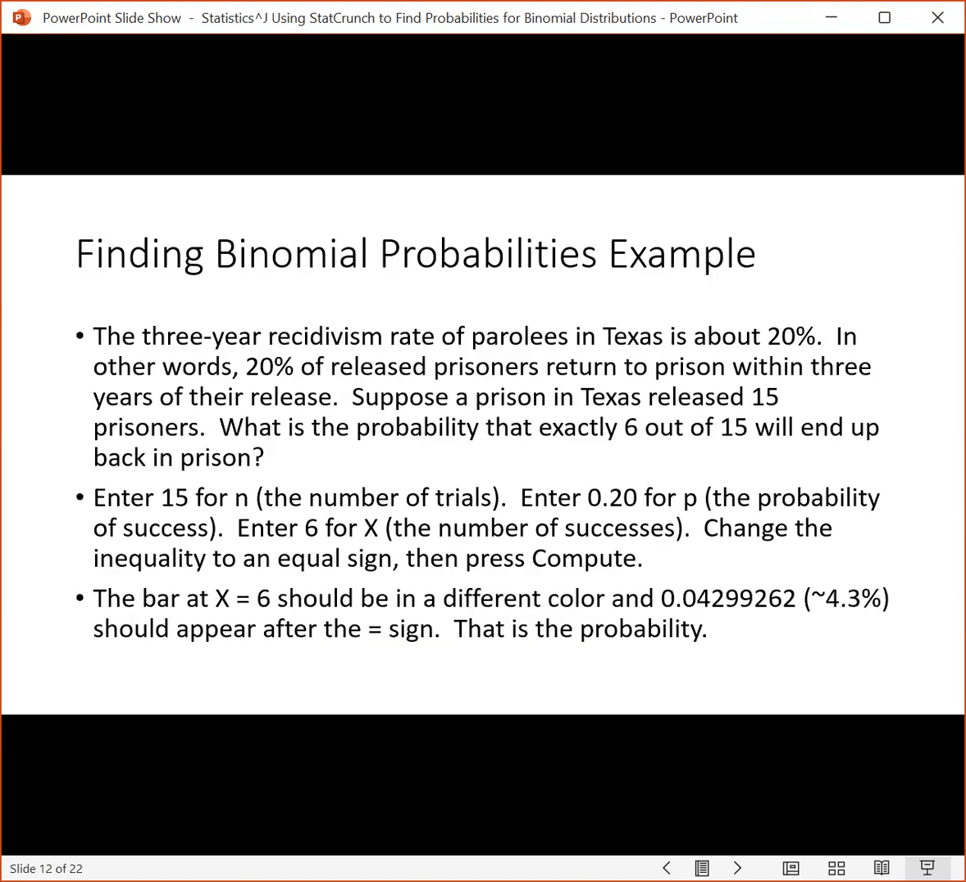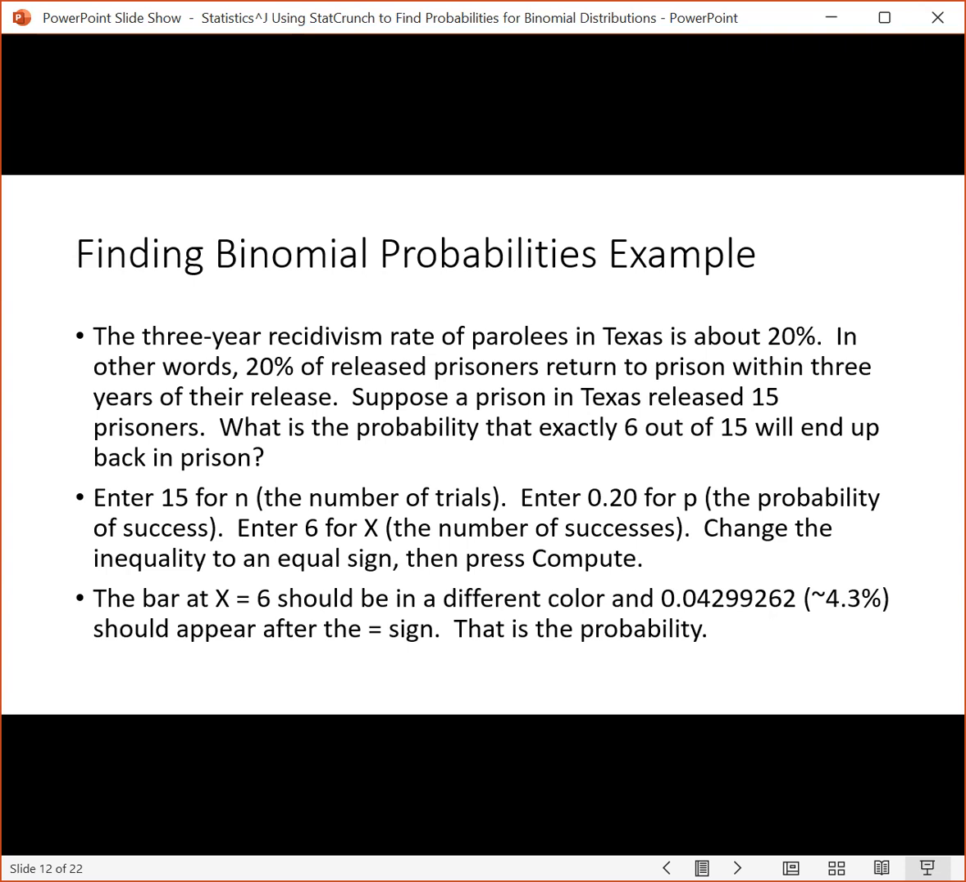The 3-year recidivism rate of parolees in Texas is about 20%. In other words, what does that mean? It means that 20% of released prisoners will return to prison within 3 years of their release. Suppose a prison in Texas releases 15 prisoners. What's the probability that exactly 6 of the 15 will end up back in prison?